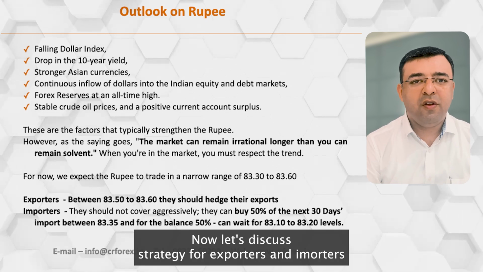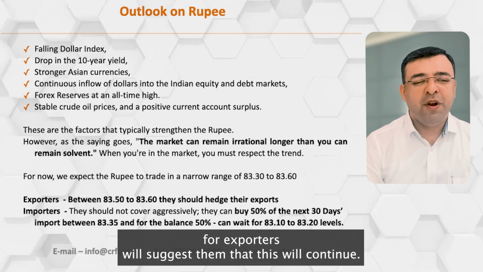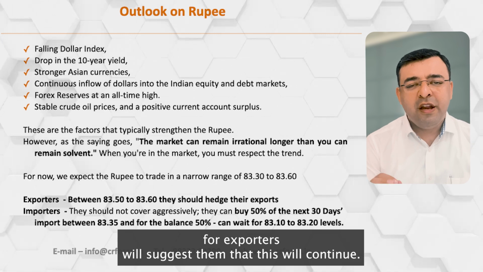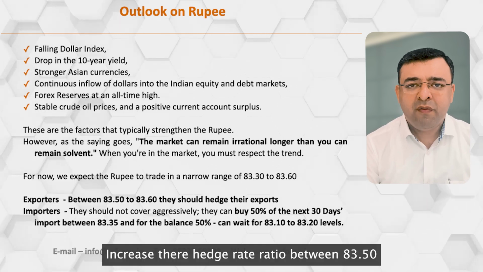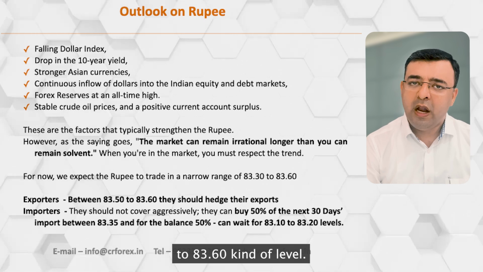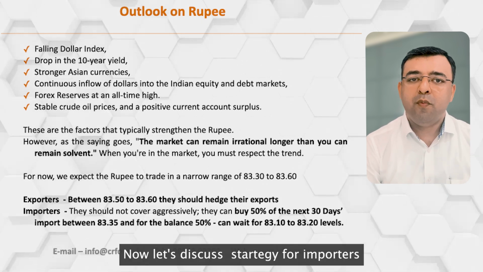Now let us discuss the strategy for exporters and importers. For exporters, we will suggest that they should continue to increase their hedge ratio between 83.50 to 83.60 kind of levels. Now let us discuss the strategy for importers.